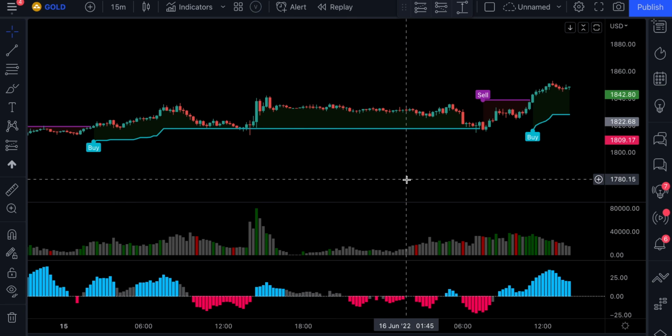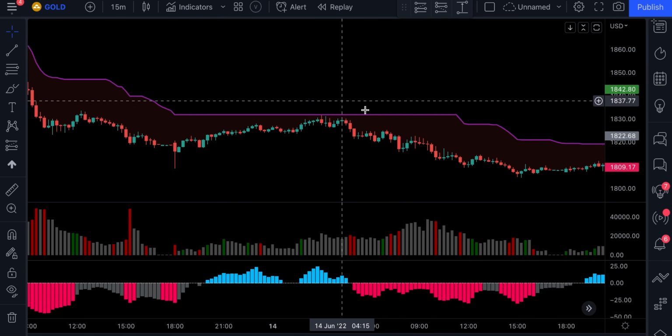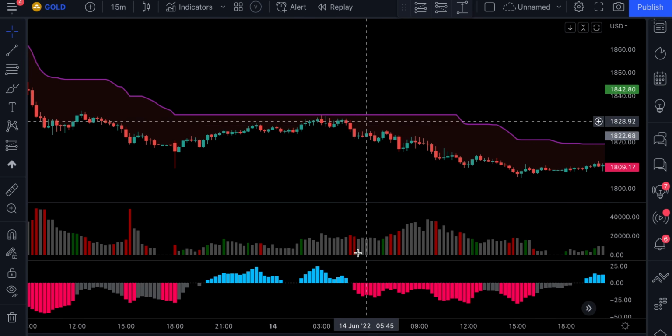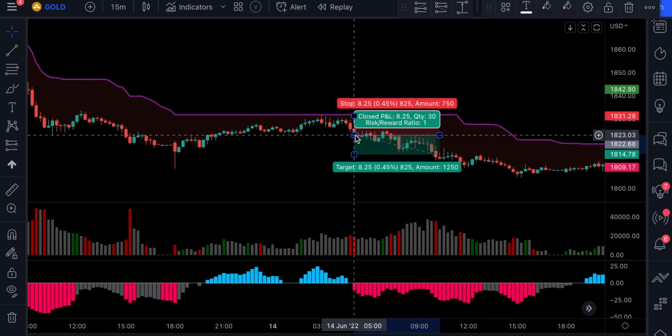Okay, now let's understand the trading rules. So we're only going to be looking to sell when the super trend is bearish, the QQE mod has to turn red, and the histogram on this volume indicator has to be red as well. The money management rules will stay the same.